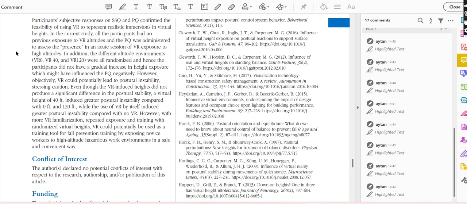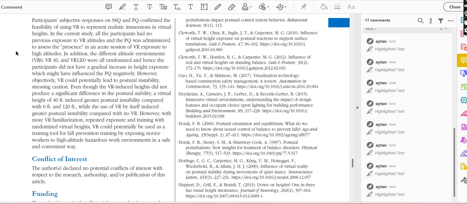Participants' subjective responses on SSQ and PQ confirmed the feasibility of using VR to represent realistic immersions in virtual heights. In the current study, all the participants had no previous exposure to VR altitudes and the PQ was administered to assess the presence, in an acute session of VR exposure to high altitudes. In addition, the different altitude environments were all randomized and hence the participants did not have a gradual increase in height exposure which might have influenced the PQ negatively. However, objectively, VR could potentially lead to postural instability, stressing caution.